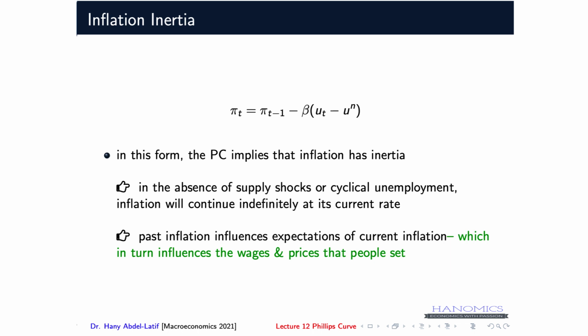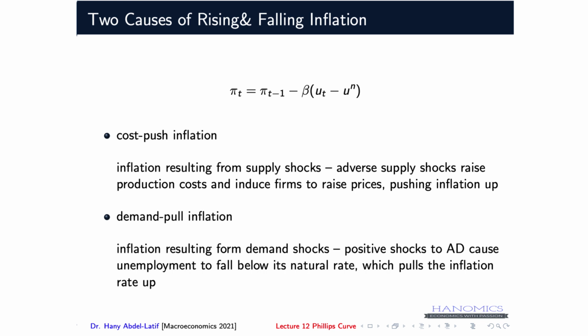Okay, so past inflation influences expectations of current inflation, which of course affects the wages and prices that people set. But if we have a zero cyclical unemployment rate and no supply shocks, this is not going to change. So the inflation rate will continue to be stable indefinitely at its current rate. Moving from here, we could think about what can increase inflation, or how inflation rises or falls.